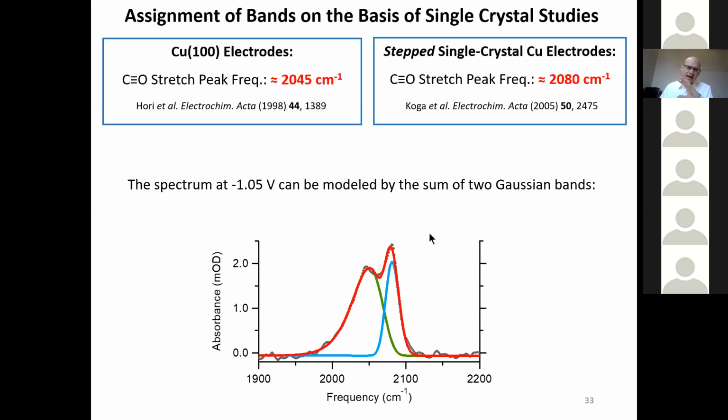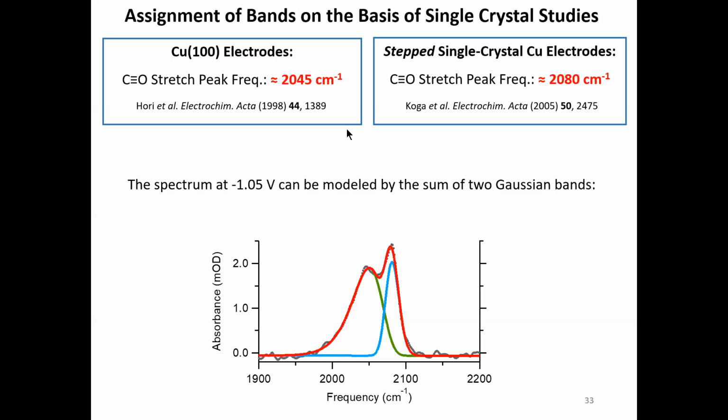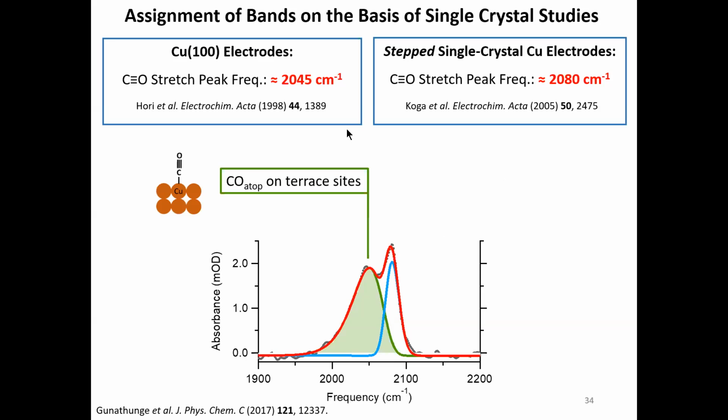Now, indeed, we can nicely model our spectrum by the sum of two Gaussian functions, and on the basis of the spectroscopy on the single crystal electrodes, we can confidently assign the lower frequency band to CO atop on terrace sites and the 2080 wave number band to CO atop on steps or defect sites.